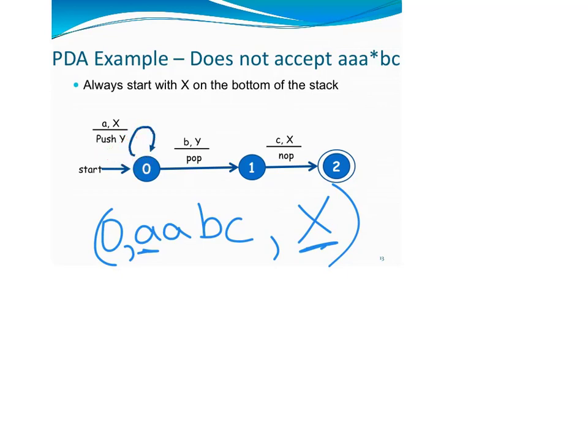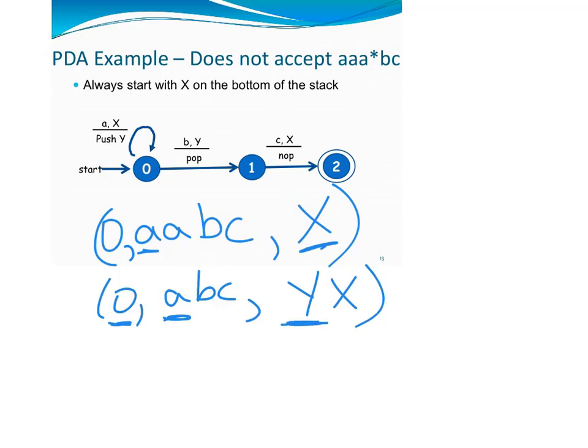So we process that first A, and now we are still at state 0, but now our string is just A B C, and we have Y X on our stack. I have an A as the next letter to process and a Y at the top of my stack, and there's no way to get out of state 0. This loop says you need the letter A with an X at the top of the stack, but I have a Y at the top of the stack.